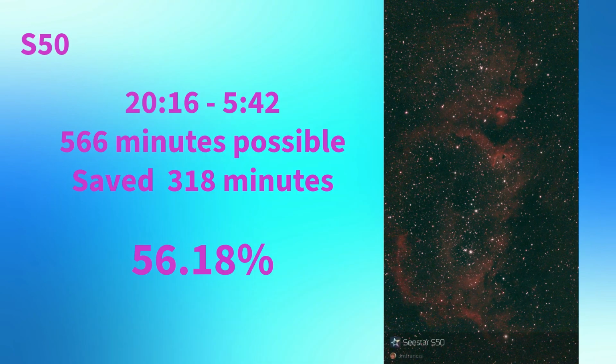So this is the data for the Seestar S50. Its first exposure was saved at 20:16, and the last one was saved at 5:42. And so that was 566 minutes of possible time, and it saved during that time 318 minutes, which means it had a save rate of 56.18%. So a little over half of the time that we were imaging last night, it saved those exposures.